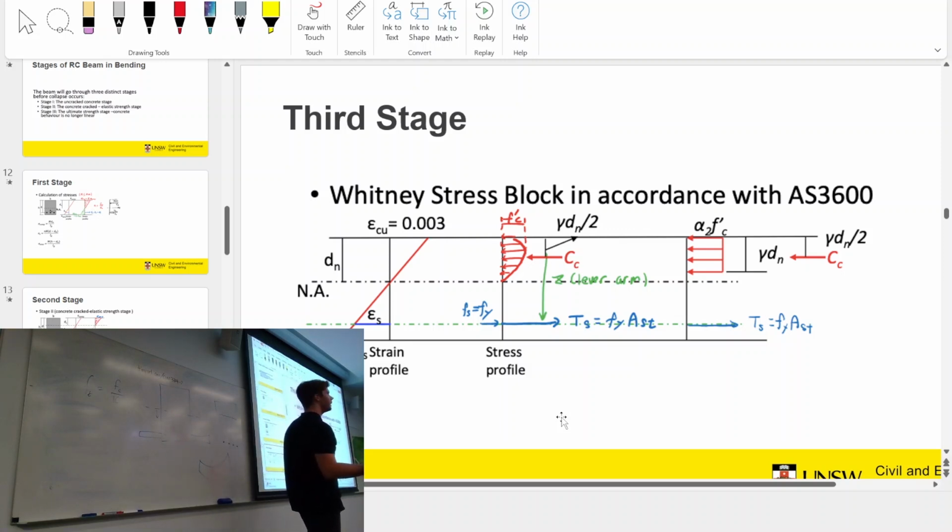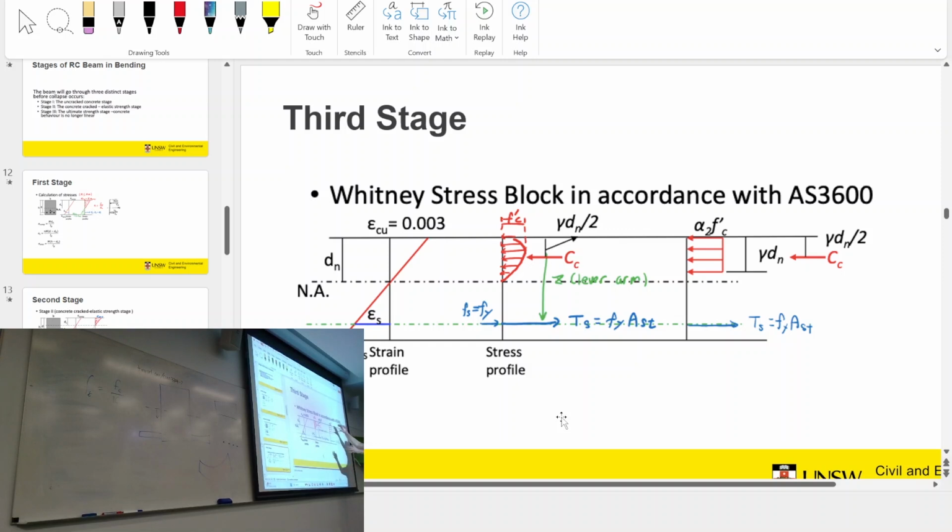You're going to have this weird looking stress profile that looks something like this. Multiple tests and experiments have been done on this, and what you get is this sort of weird looking curvature when you look at the stress in the concrete profile. So this is what it really looks like. But in order to simplify it, because we don't really want to work with this, it's just too messy, we basically just turn it into a nice rectangle.